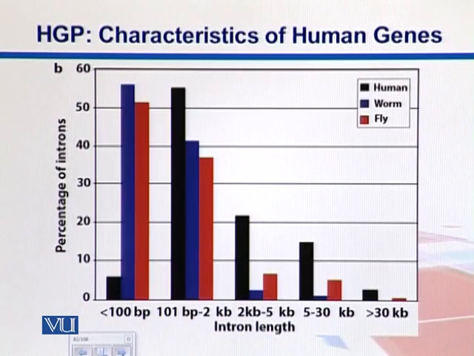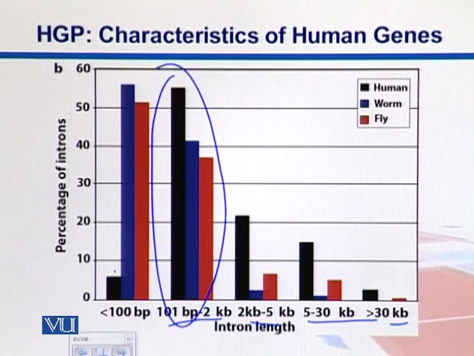Here again is the percentage of introns, with different intron lengths. We are taking them as less than 100 base pairs, then 100 base pairs to 2 kb, then 2 to 4 kb and so on. If we look into the humans, which are represented by these black bars, they are lower here. Mostly the human introns are in this group, around 101 base pairs to 2 kb in length. So mainly we have the longer introns in the humans.